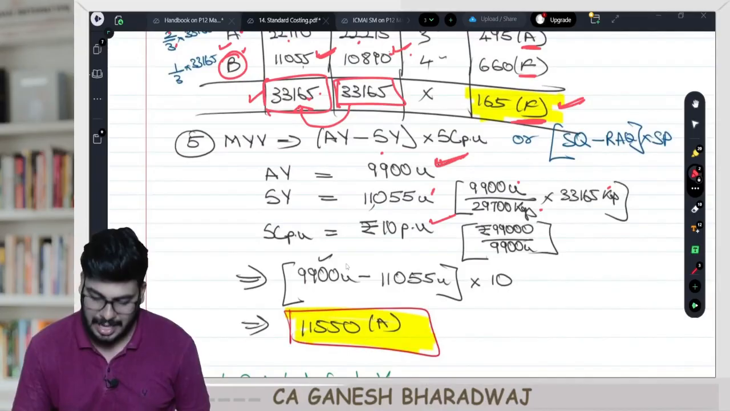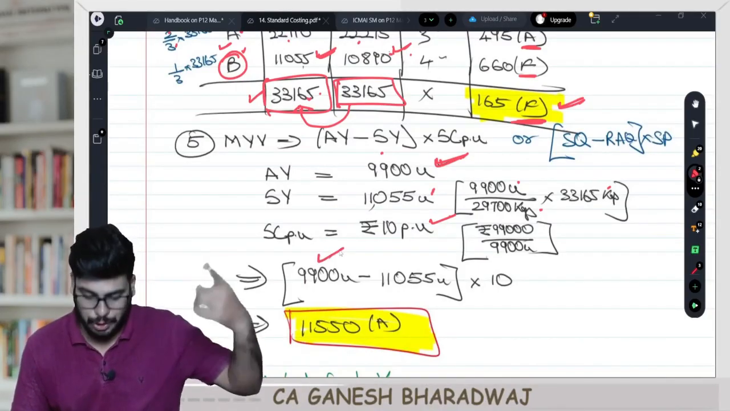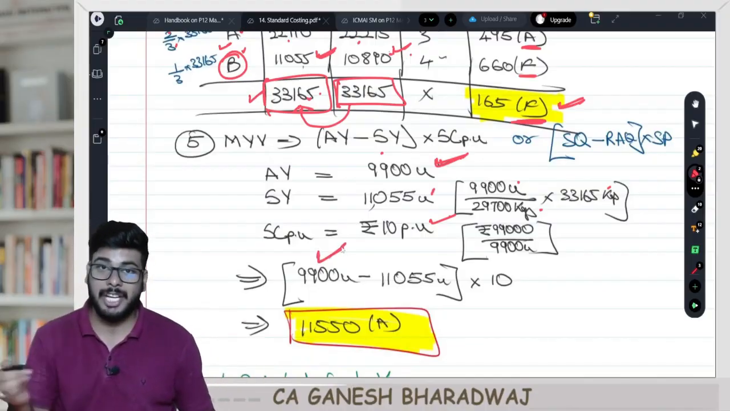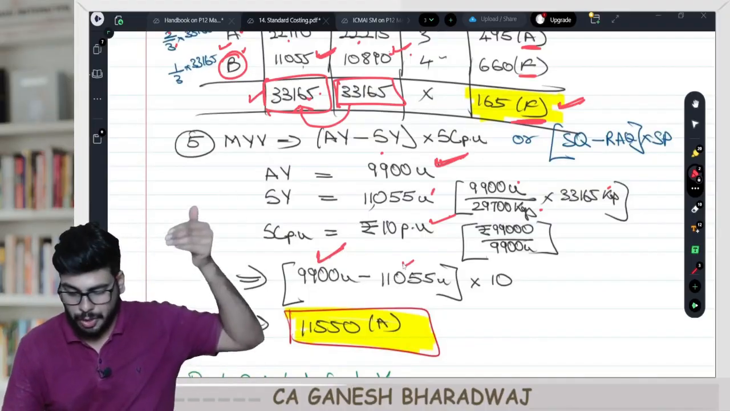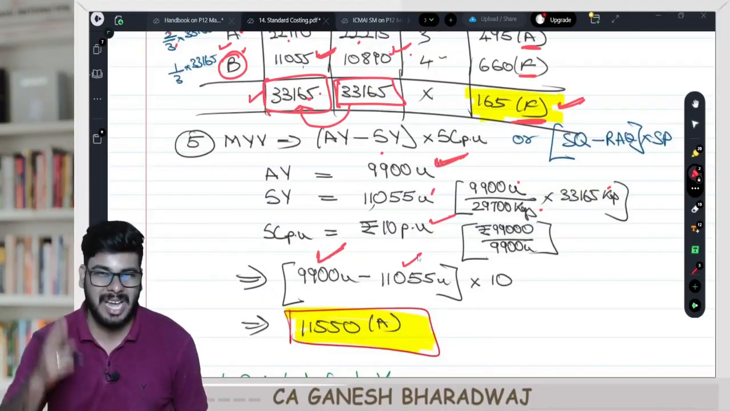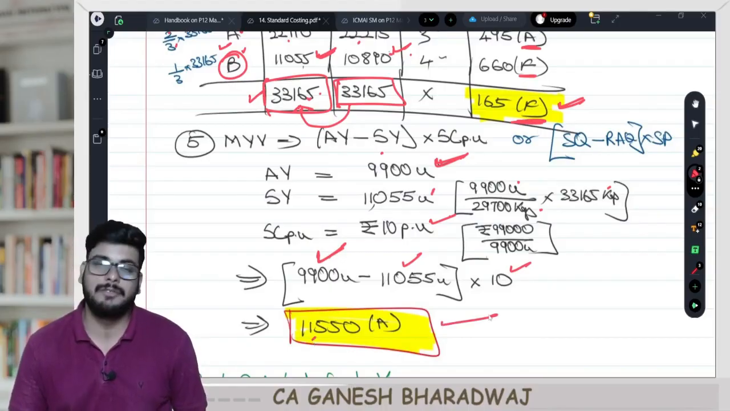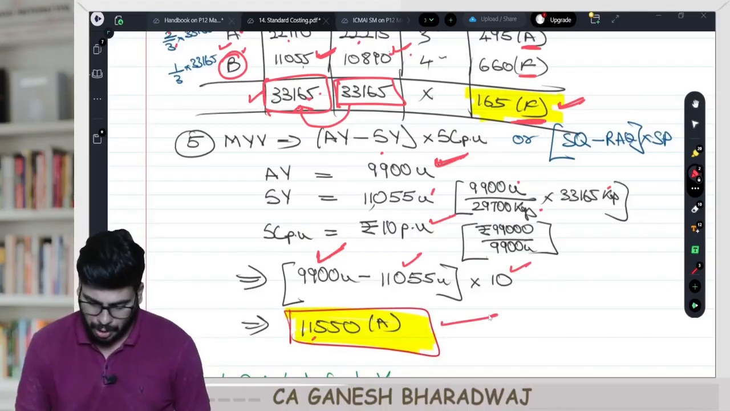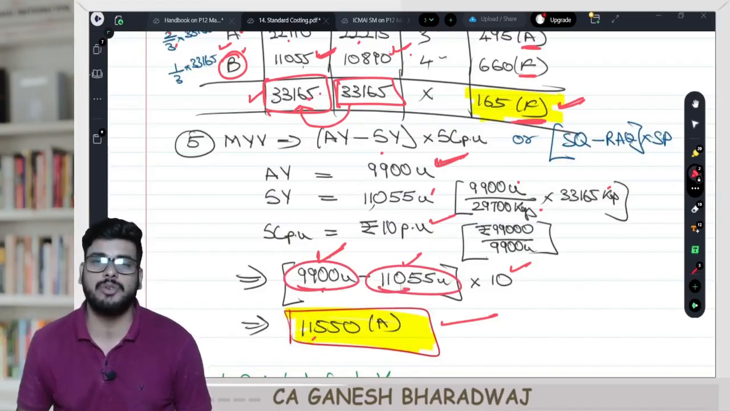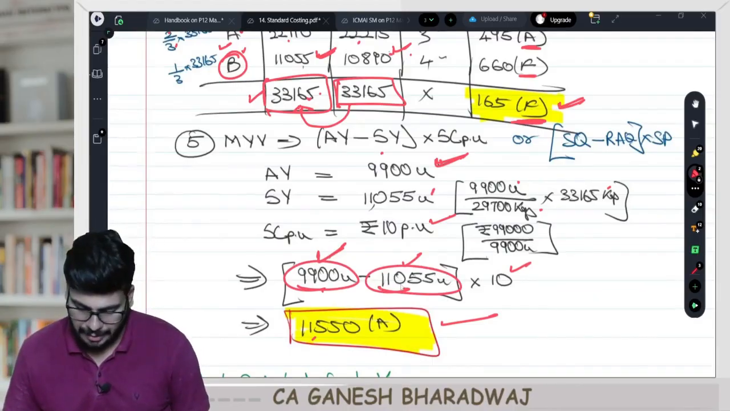So basically what has happened here is my material yield variance. The actual yield was only 9,900, but for whatever I inputted, I should have got 11,055 units, right? So my actual yield is less, and every unit cost me 10 rupees. So overall, my yield variance is 11,550 adverse. Are you clear with this? Why adverse? Because the actual output that I got was less than the standard output that I should have got, which means clearly there is an adverse variance, and in this case it is to the tune of 11,550.